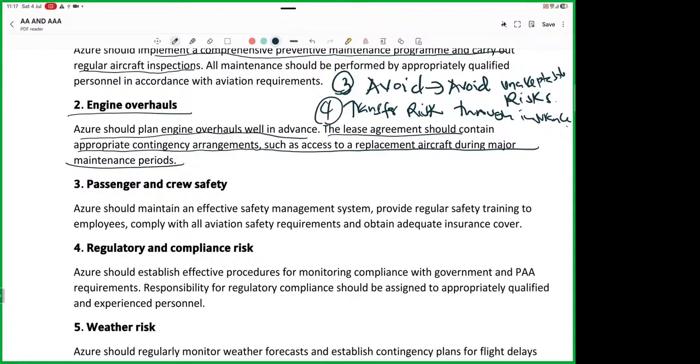Passenger and crew safety is one of the risks we raised above. AZUA should maintain an effective safety management system, provide regular safety training to employees, comply with all aviation safety requirements, and obtain adequate insurance cover. So that in case we get into an accident, God forbid, with aircraft, rarely will there be survivors, mostly they die, right? But at least when we have an insurance cover, then we transfer the risk to the insurance company.